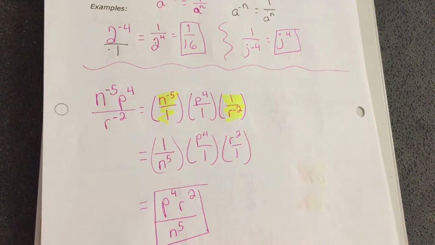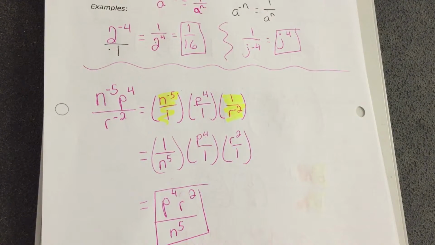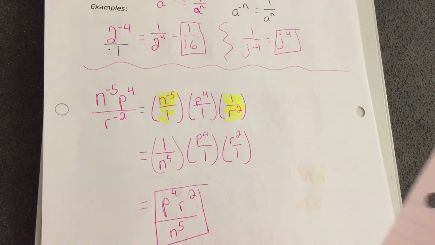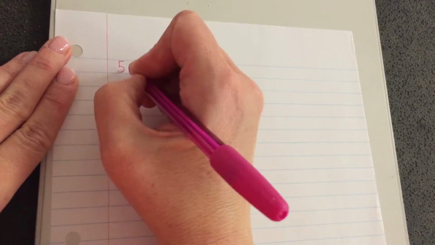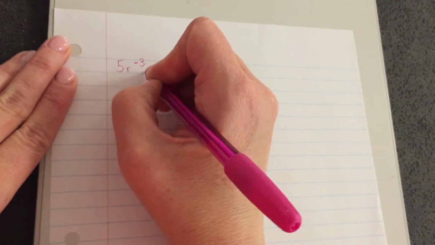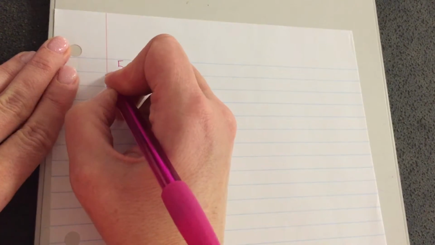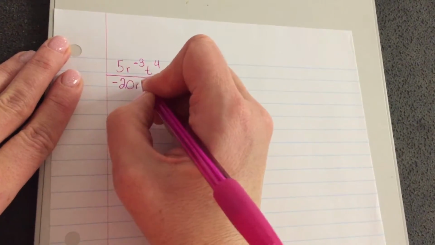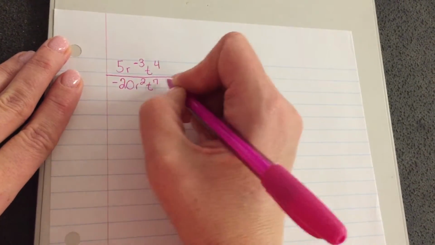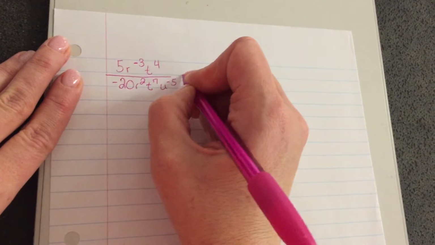And that answer is correct because there are no negative exponents. Okay, there are no negative exponents. All right, I want to do another problem. If you have room on your paper, you probably should, but I want to be able to write this out for you. So here, let's do the next example. Five r to the negative 3 over t to the 4th, over negative 20 r squared t to the 7th u to the negative 5.